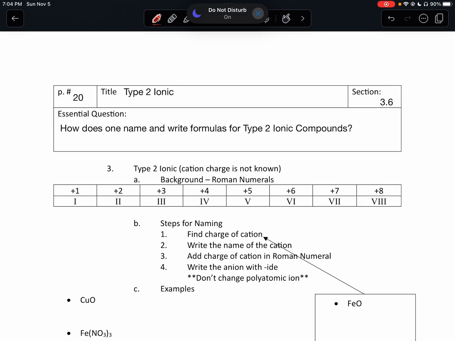This is type 2 ionic. Please take a little bit of time to get your header on your notes filled out so you are ready to go and you have it all there. So jumping right in. If you didn't hit pause, please hit pause now and get that down.